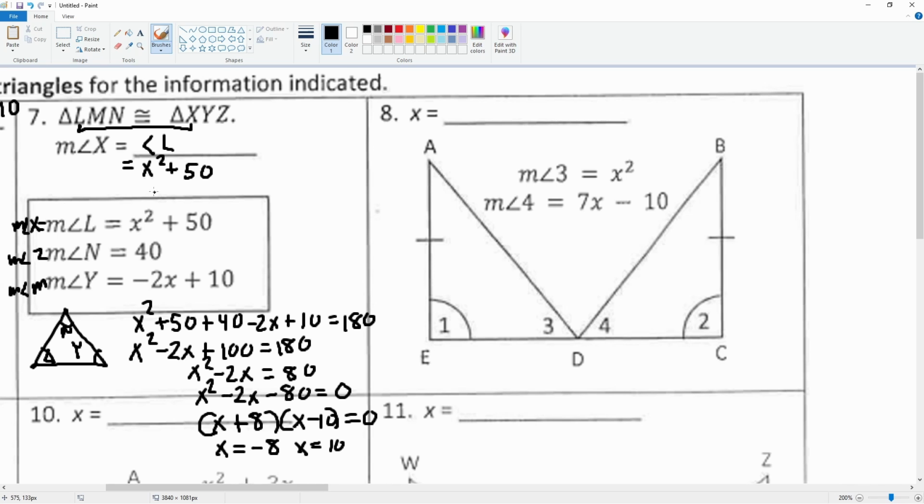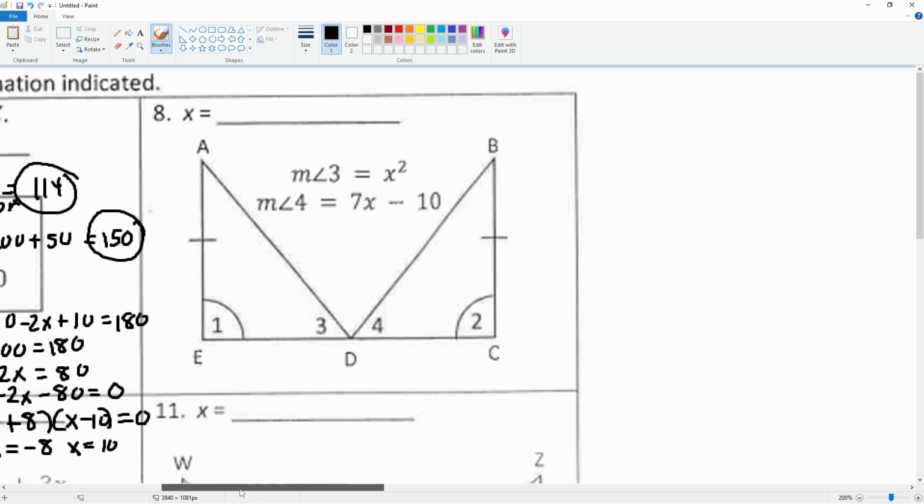There are two answers here. You can either get negative 8 squared, which is 64, plus 50, which is 114, or you can have 10 squared, which is 100, plus 50, which is 150. So these are your two answers. The reason why is because this is a quadratic.